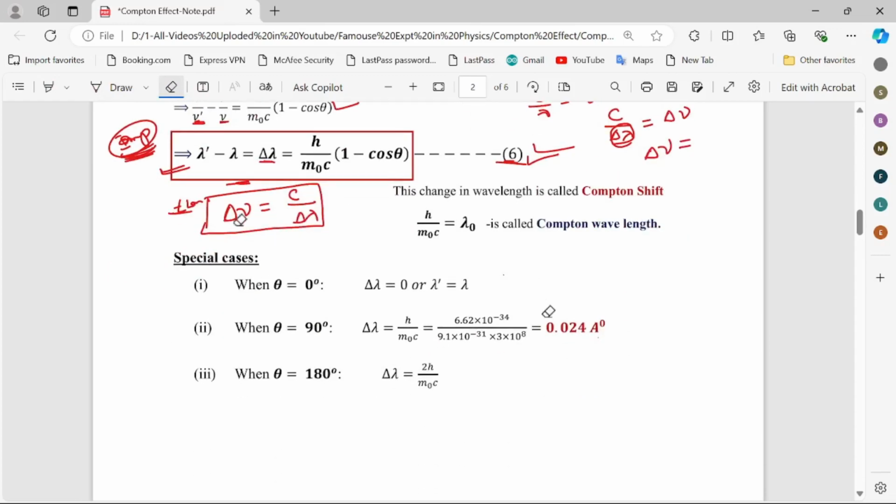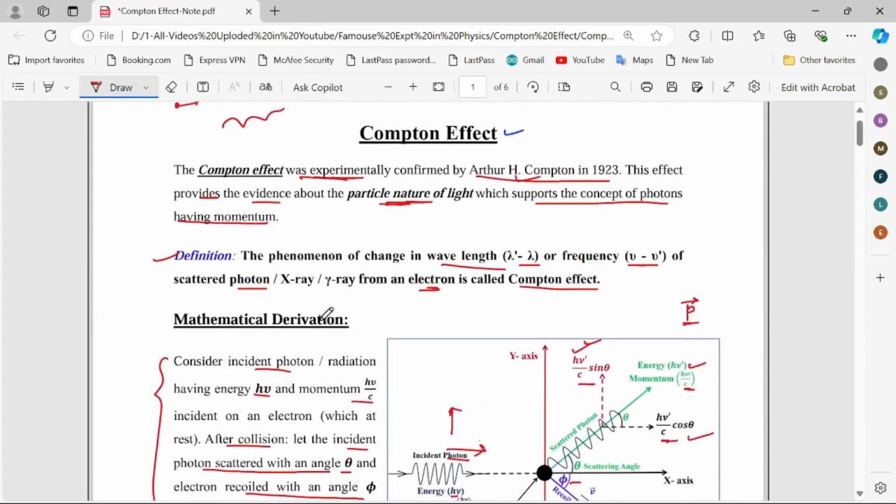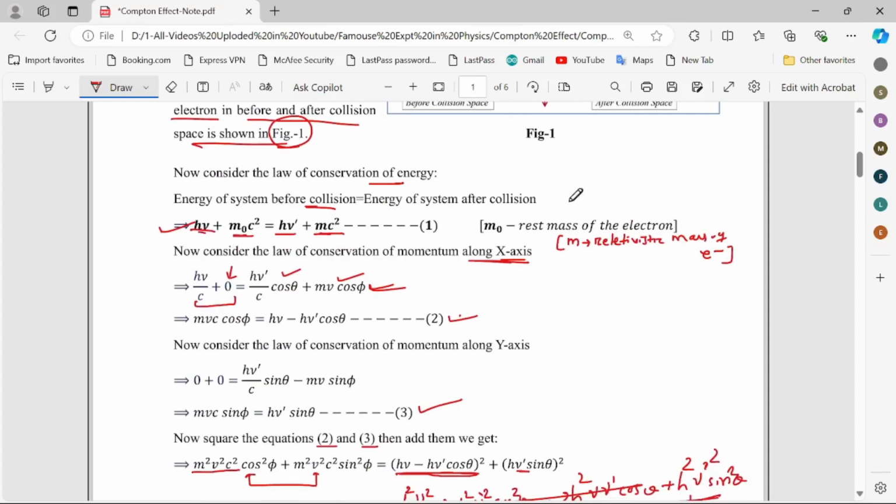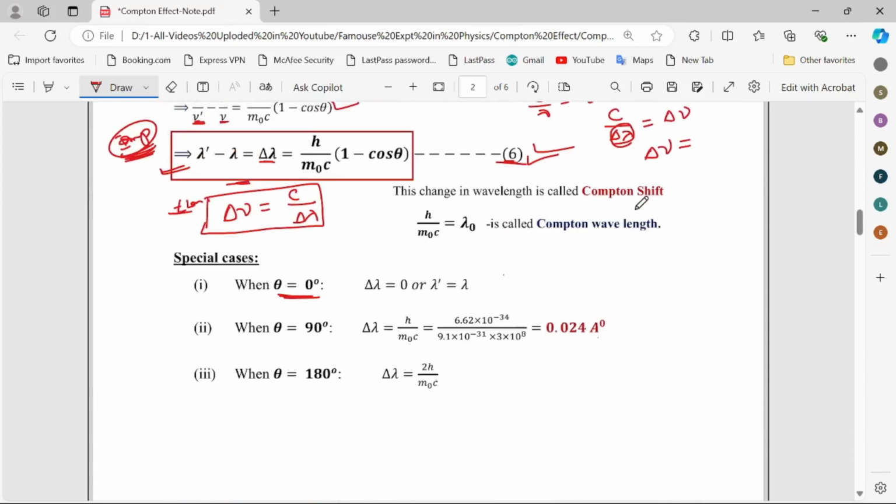Okay, now we are going to consider 3 cases here. If we consider theta equal to 0, theta equal to 0 means the scattered angle is 0. That means the incident photon moves along the same direction in which it was incident. So along this direction it is incident on this particular electron, and along the same direction it is scattered. So theta is 0. If it is so, then del lambda will be 0. There is no change of wavelength if theta equal to 0.